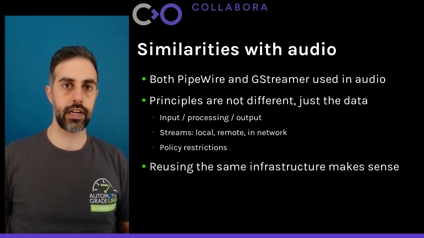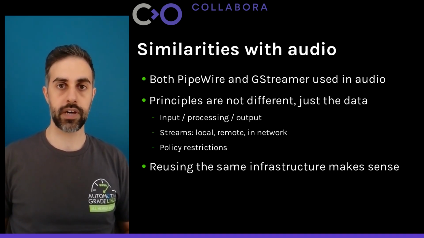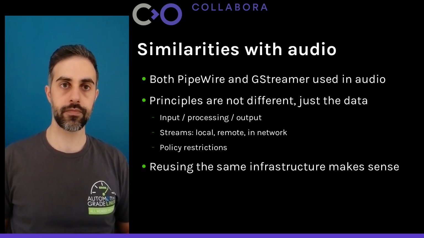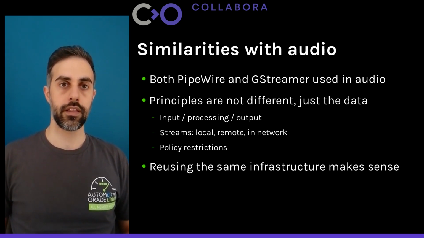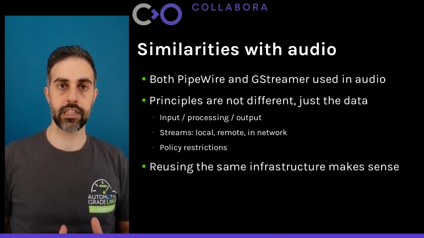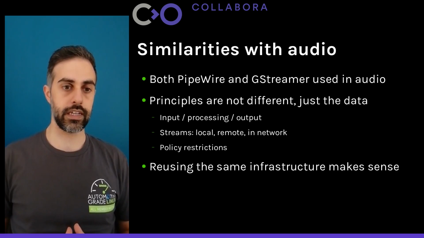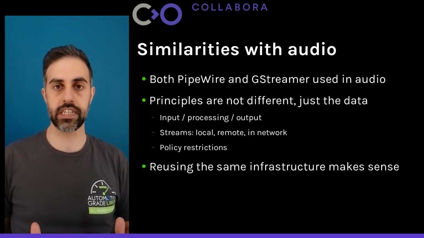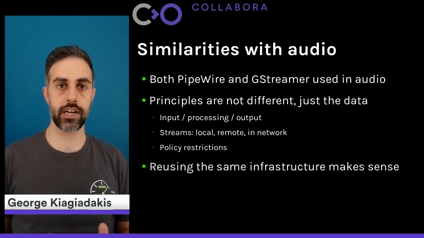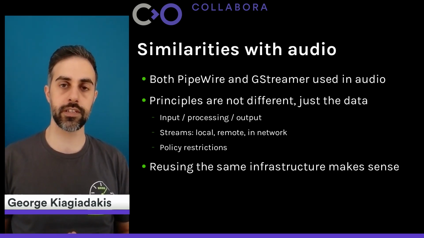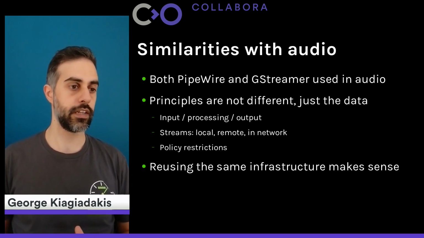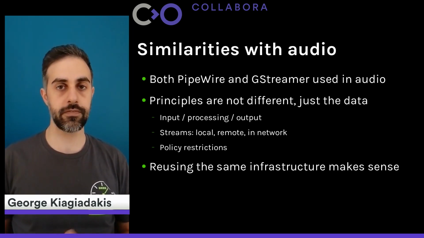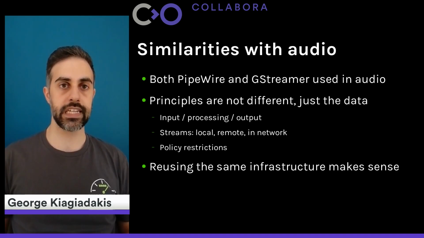Now, you already know that PipeWire is currently used to implement the audio system in AGL. Actually, both PipeWire and GStreamer are used in audio. There are similarities with the audio system. Actually, it's essentially the same system. The principles are not different. The only thing that differs is the kind of data that exists in the buffers. In one case it's audio, in the other case it's video. Everything else stays the same.